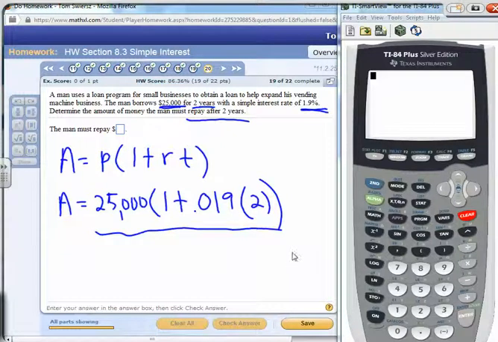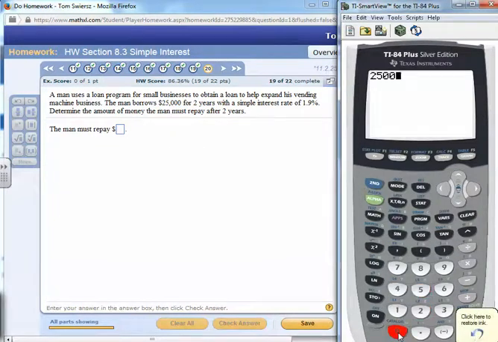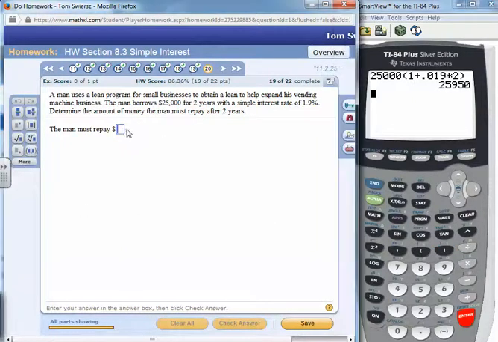So let's substitute it into the calculator, and we get 25,000 left paren 1 plus 0.019, the rate as a decimal, times 2 years, so 2, and then you need a right paren to close off that entire 1 plus RT, and we would get the man must repay exactly $25,950.